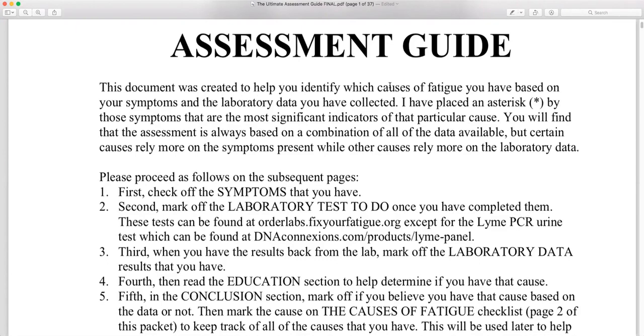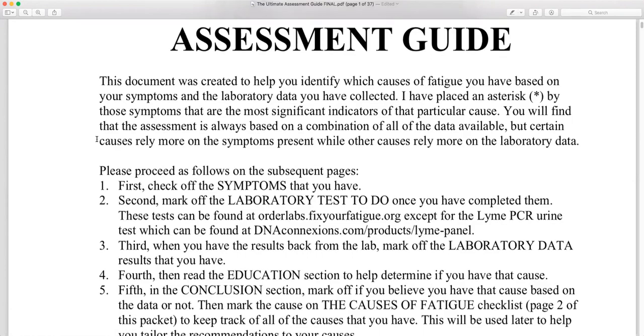So this document was created to help you identify which causes of fatigue you have based on your symptoms and lab data. I've placed an asterisk by those symptoms that are the most significant indicators of that particular cause. You will find that the assessment is always based on a combination of all the data available, but certain causes rely more on the symptoms present, while others rely more on the laboratory data. And I'm going to note that below so that it'll make it easier for you.